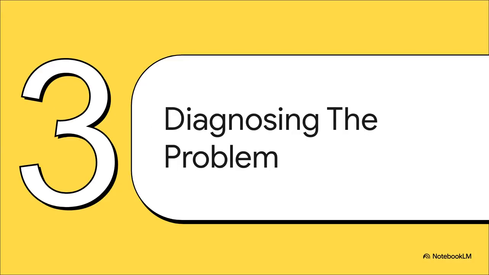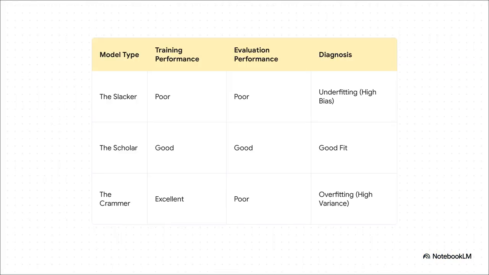So, if these are the two big ways a model can fail, how do data scientists actually figure out which problem they're dealing with? Turns out, it's all about comparing performance on the practice test versus the final exam. The diagnosis really comes down to this. You look at how the model did on its homework and compare it to the real test. If it performs poorly on both, you've got a slacker. That's underfitting, or what's called high bias. If it gets a perfect score on the training data, but then fails the evaluation, you've got a crammer. That's overfitting, or high variance. But if it does pretty well on both, now you've found the sweet spot. That's our ideal student, the scholar.